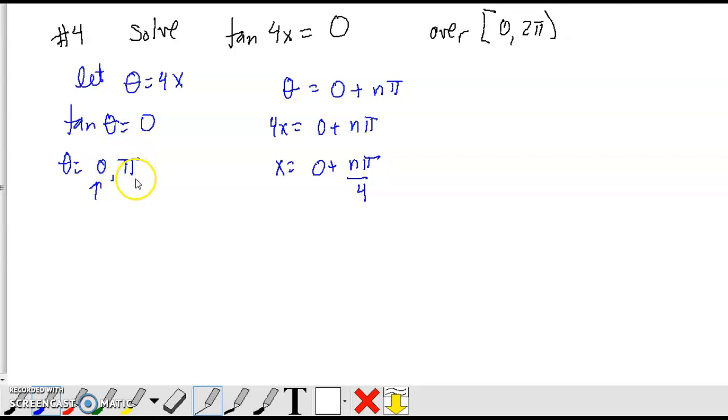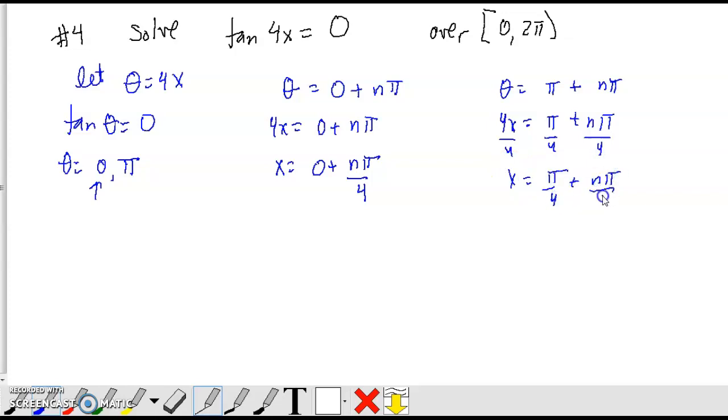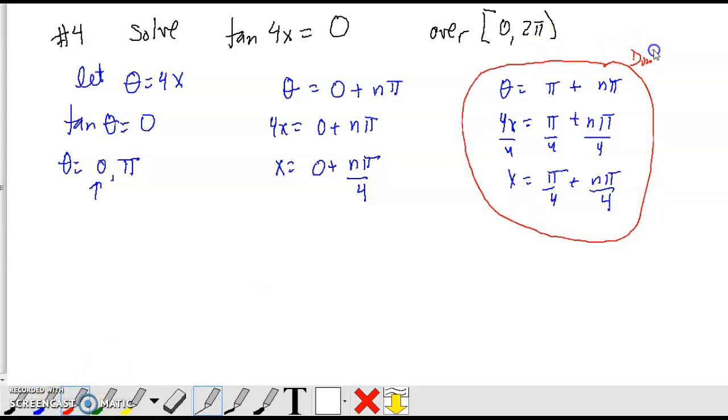Now what happens if you had written this second equation? You would have theta is pi plus n pi, and then 4x is equal to pi plus n pi. Divide everything by 4, so x is equal to pi over 4 plus n pi over 4. I'm going to show you that we're actually not going to need this side.